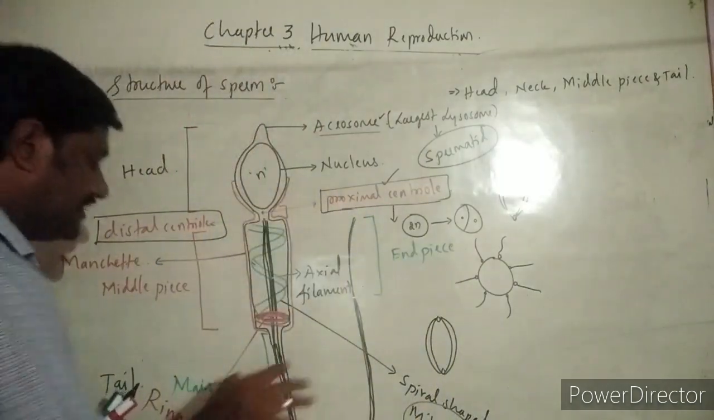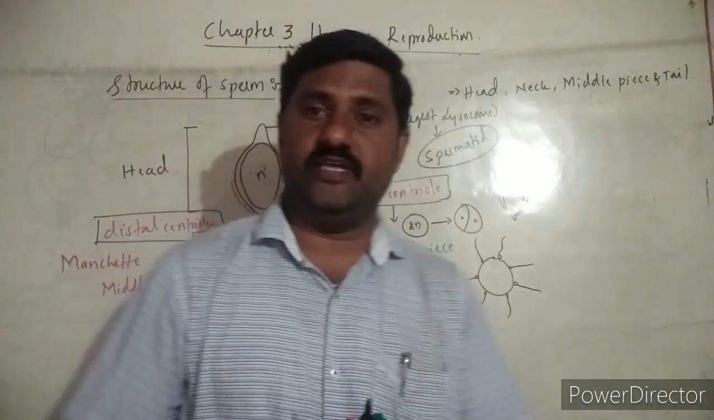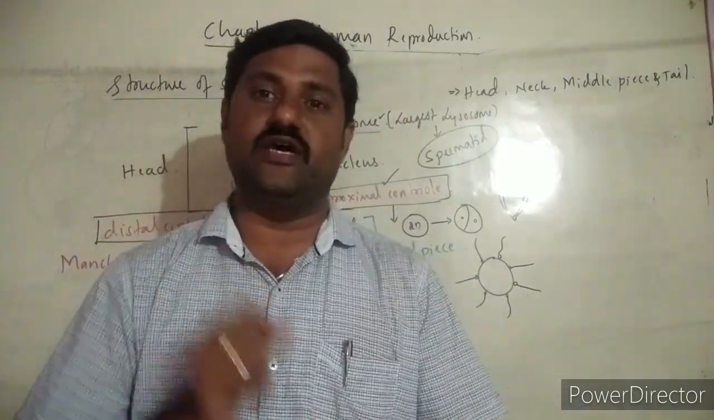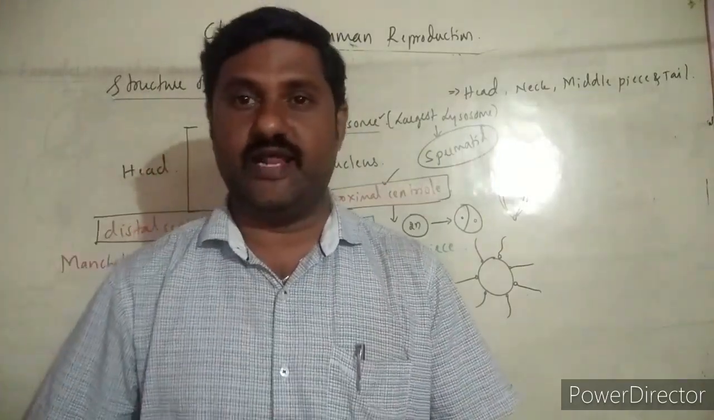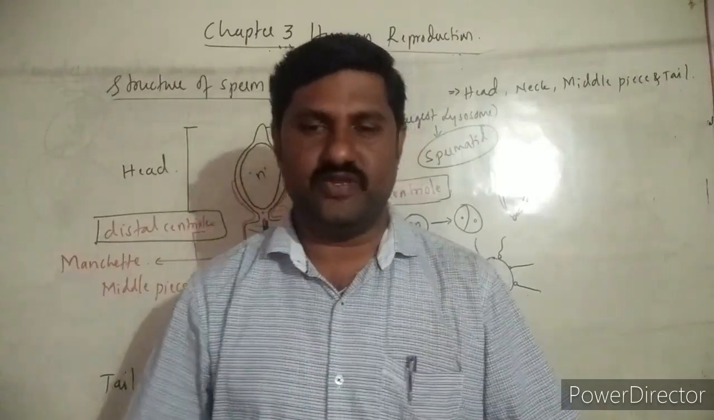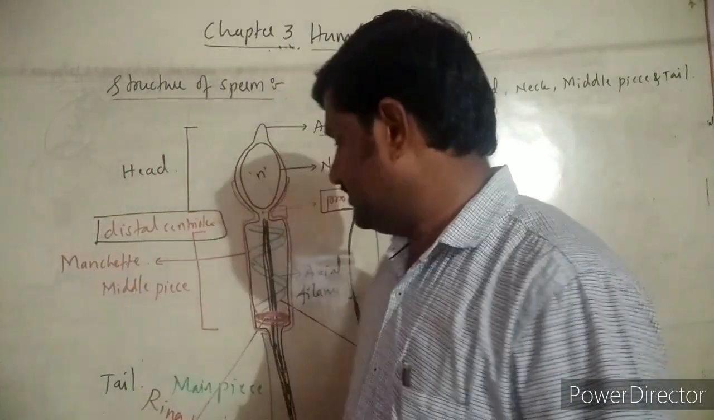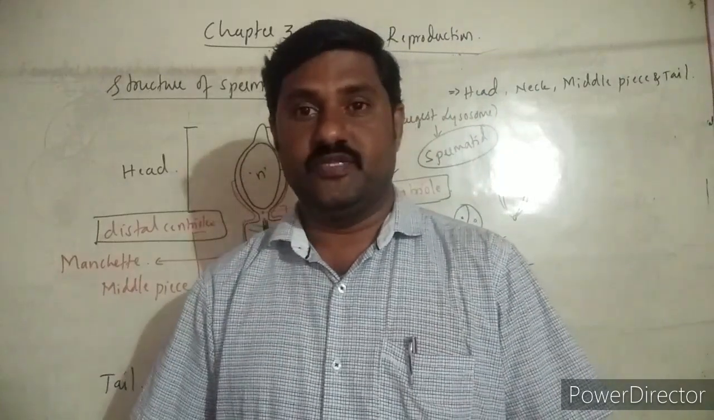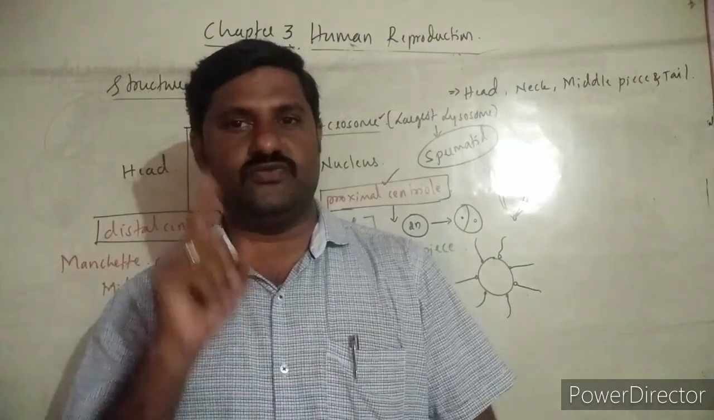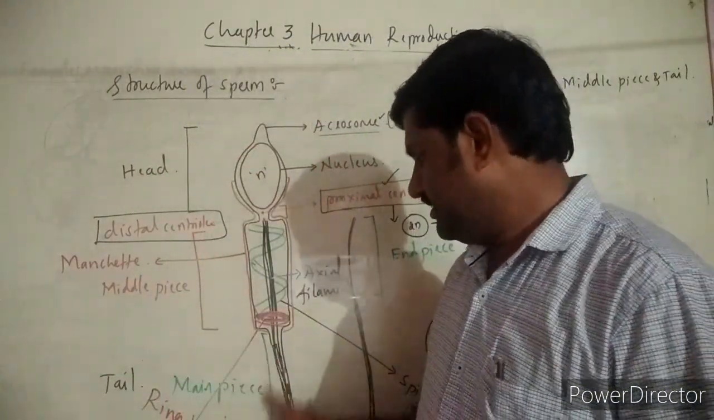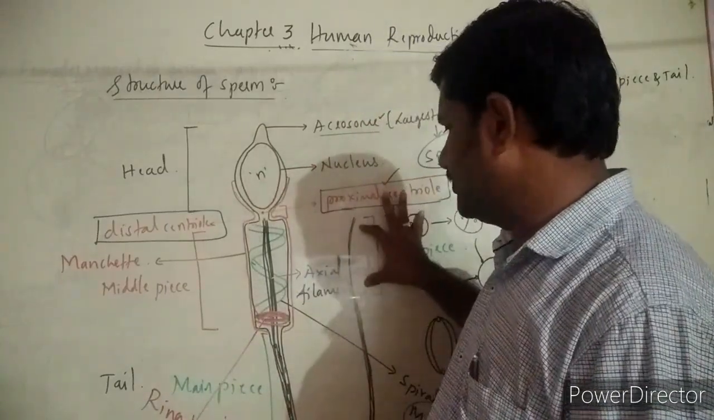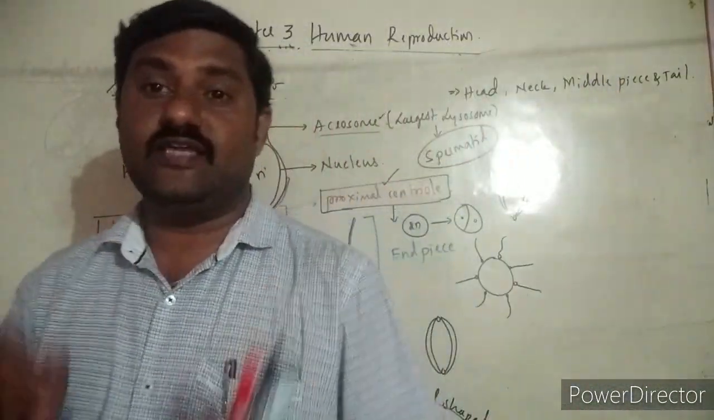Next one, come to the tail. The tail itself is responsible for the motility of the sperm into the vagina, as well as the uterus, and even the fallopian tubes, right? I had shown this in the previous class, right? And this tail is a whip-like structure that has two portions. The initial portion is called the main piece, and the terminal portion is called the end piece.